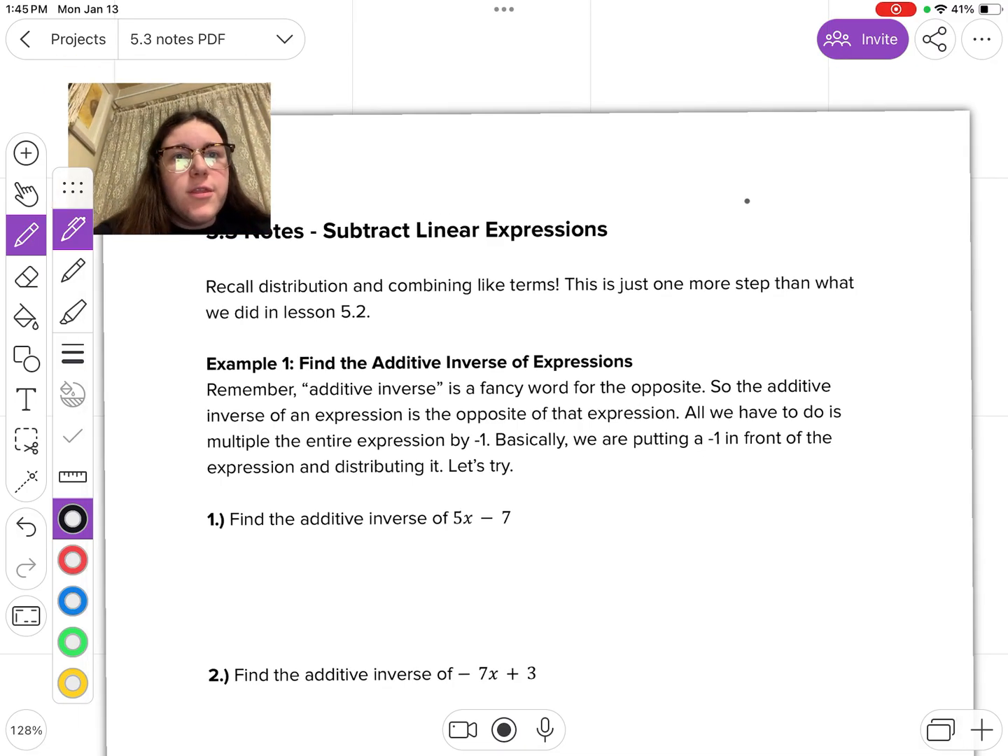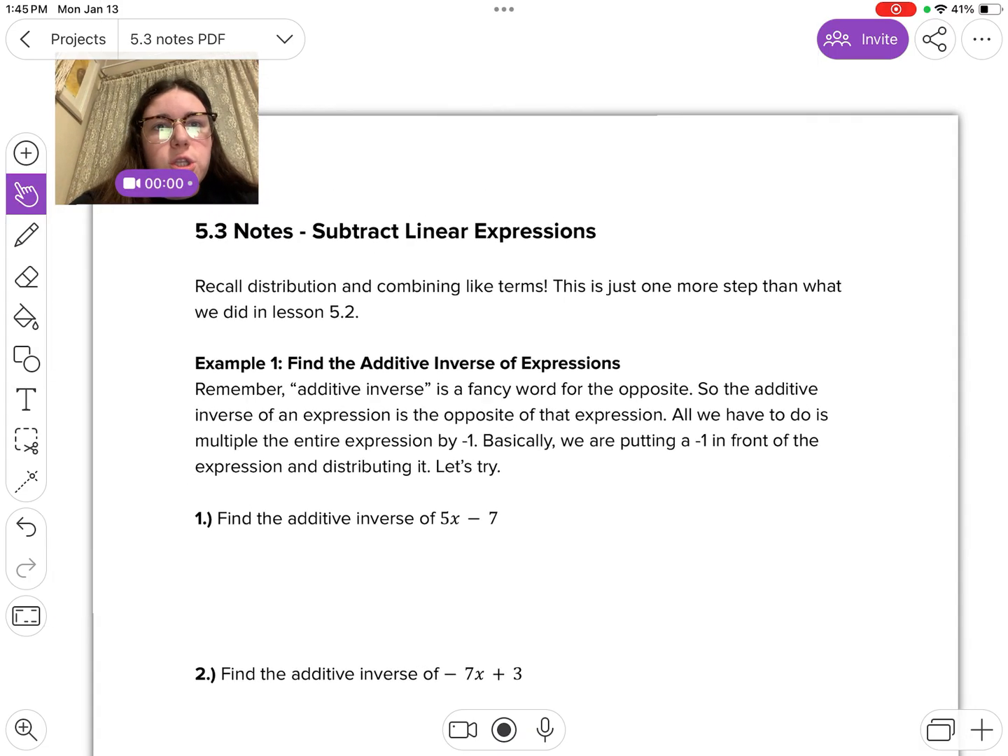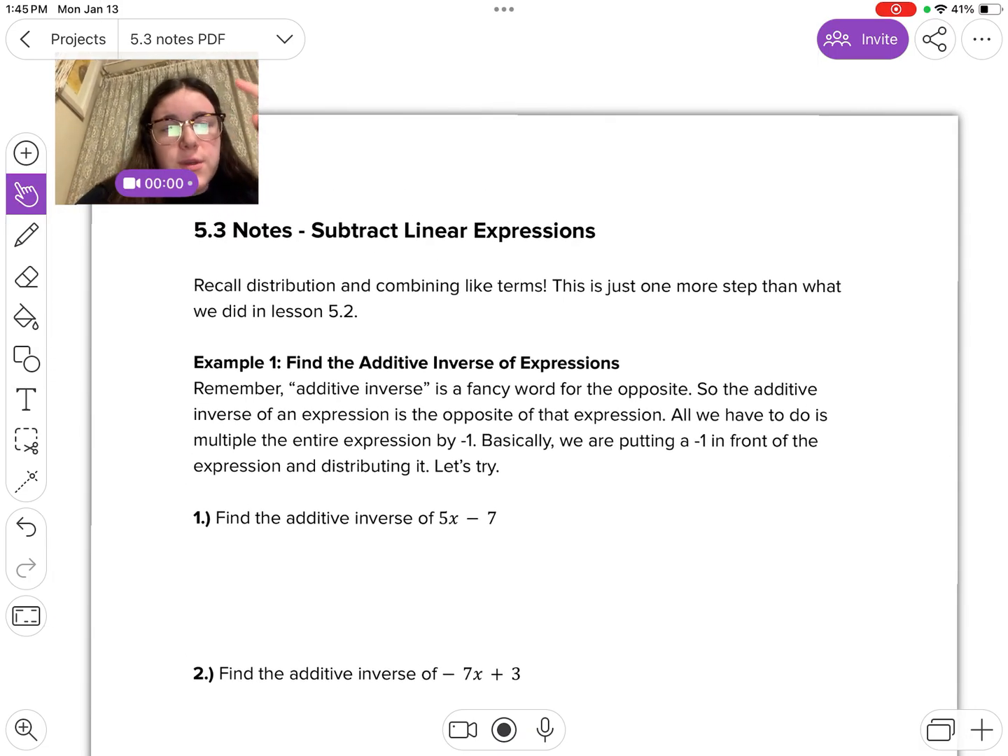This is your 5.3 notes. So what we're looking at today is we're kind of going off of what we had last class when we added our linear expressions. So if you remember, our linear expressions are the expressions that when we graph them, they create a line, right? Hence the word linear.